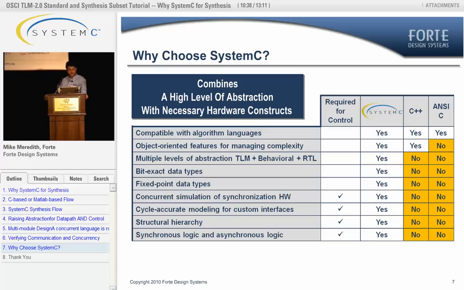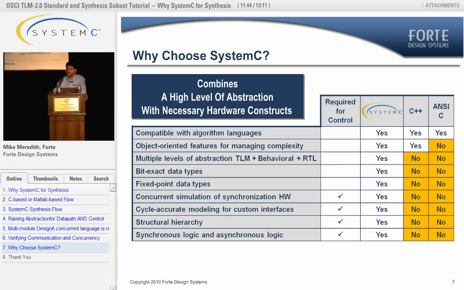And then you need the hardware specific items. You need bit exact data types and fixed point data types and concurrent simulation of the synchronization interfaces. You need cycle accurate modeling for custom interfaces. Quite often you have a spec that comes to you that says the interface at the boundaries of this module you have to build shall work according to this set of interface rules, and you have to write something that does that. Having the ability to express the pin level connectivity and the pin level protocol and the pin level timing cycle by cycle in SystemC is a straightforward way to do that. And by combining that with the capability of having the tool create the FSM for the algorithm and combine that with the protocol FSM, you can do custom interfaces in a straightforward way.